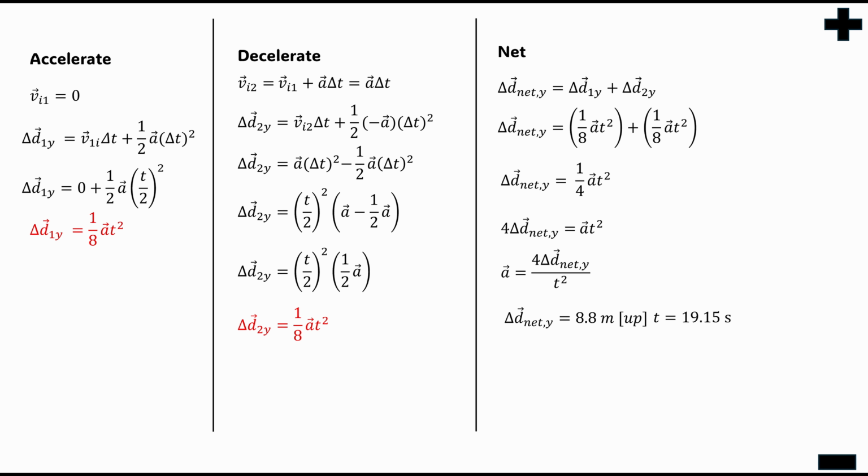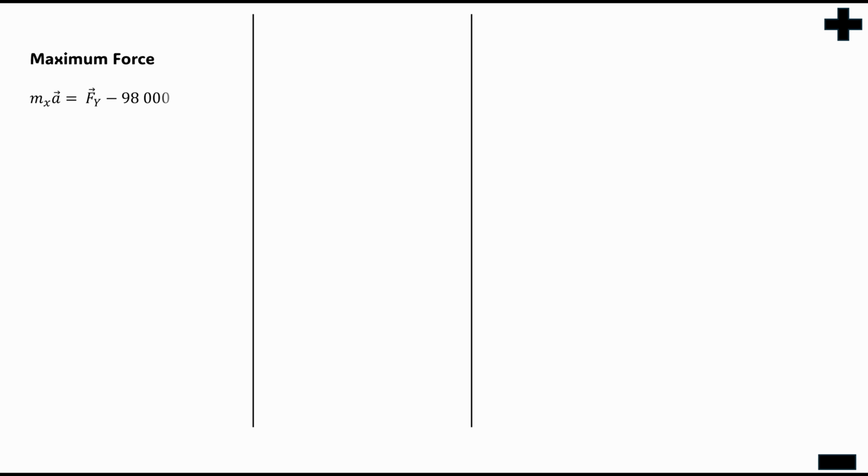Of course, we have delta d net y is 8.8 meters, and by analyzing the scene, we can estimate that the motion takes roughly 19 seconds, so we can use this as the value for t. Substituting values, we get that the acceleration is 0.095 meters per second squared. As such, using Newton's second law, we can get that the maximal force Yoda exerts is 98,960 newtons. Now, to test whether our assumption of symmetric acceleration and deceleration is justifiable, we can compare two independent estimates of average mechanical power.